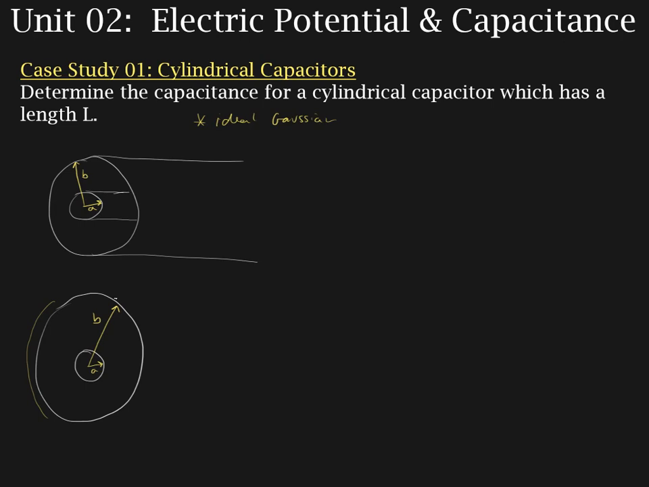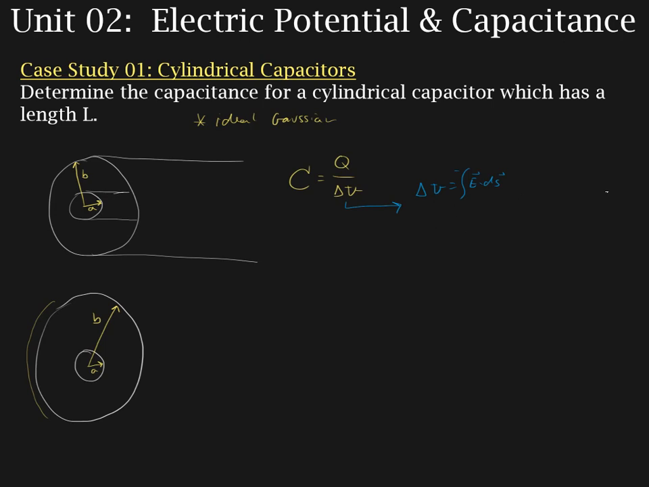So, in order to solve this problem, we start with our definition for capacitance, which is C is equal to Q over delta V. And we don't know what delta V is, so that means we're going to go to the integral of E dot ds. Remember, this is an ideal Gaussian symmetry, so this is going to be real easy to find the electric field as a function of position.